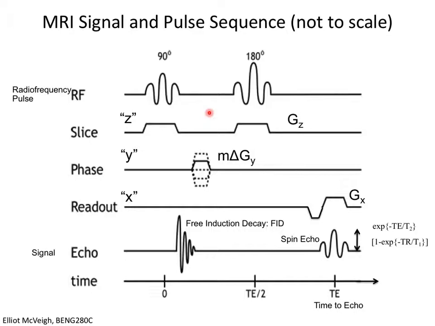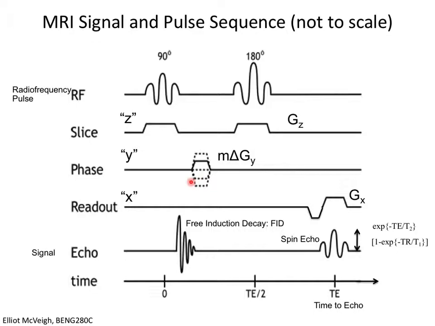So once that slice selection has been achieved, we can shut that gradient off. We have now provided an RF pulse to stimulate signal from the patient, and we will get this signal out of that slice. The amplitude of this signal will be much smaller with a slice selection gradient on, because it'll be coming from a selected slice.